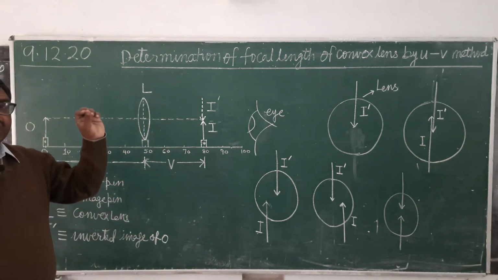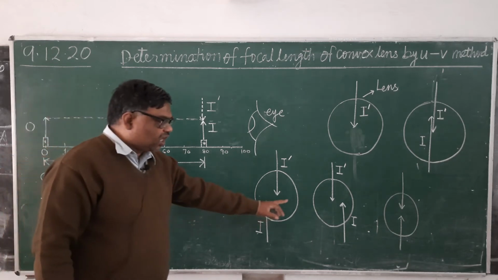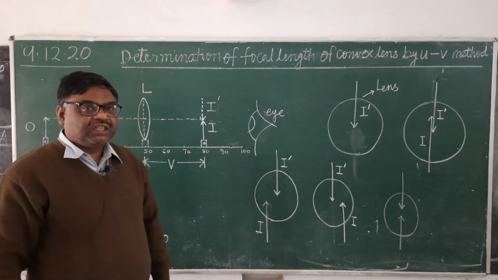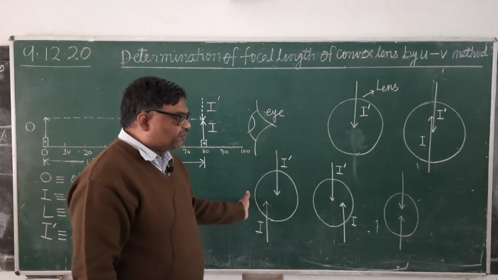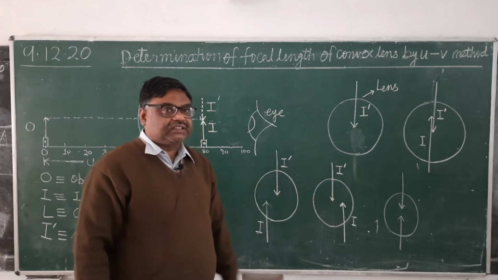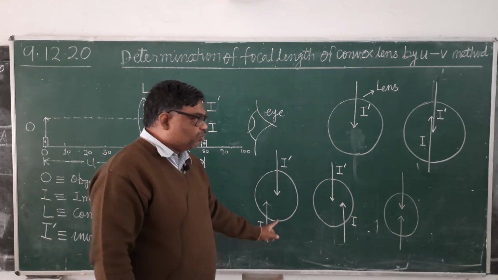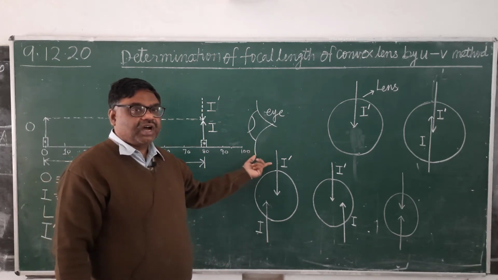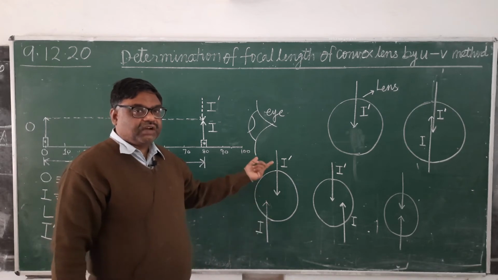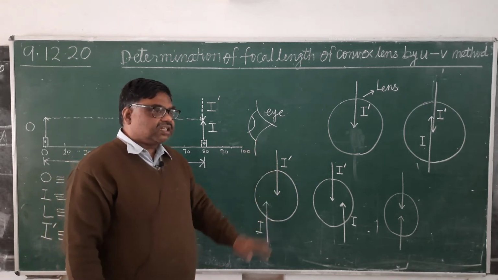Keeping the inverted image at the center of the lens, you see the position of the image pin on the lens. You will find either it is on the left side or on the right side, meaning both the pins are not along the same line. Both the pins means the image pin and the inverted image of O, which I have named as I dash. Both are not along the same line.